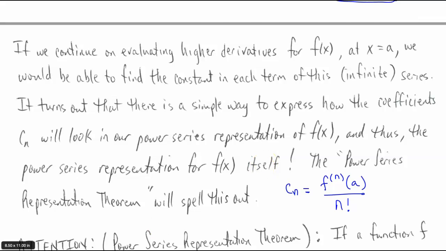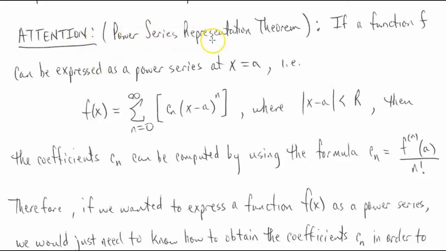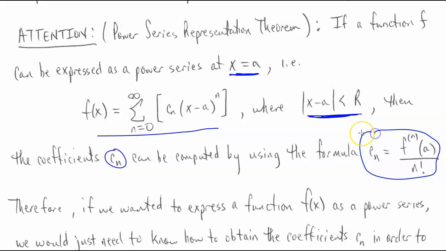We'll see that if we follow the pattern, that's what the coefficients end up looking like whenever we do a regular power series. So the power series representation theorem is essentially saying what I just got through saying, but we're going to formally go over it now. If a function f can be expressed as a power series centered about x equals a, then that power series will converge to these values, and our coefficient c sub n can be computed by this formula. If you're familiar with power series, you've probably already seen this, but this is just formalizing it so that we can use it and move forward.